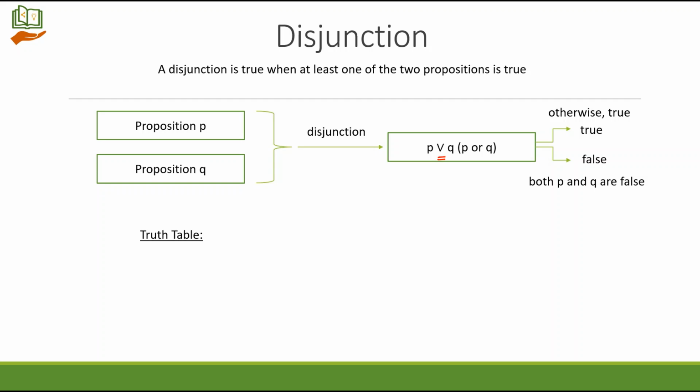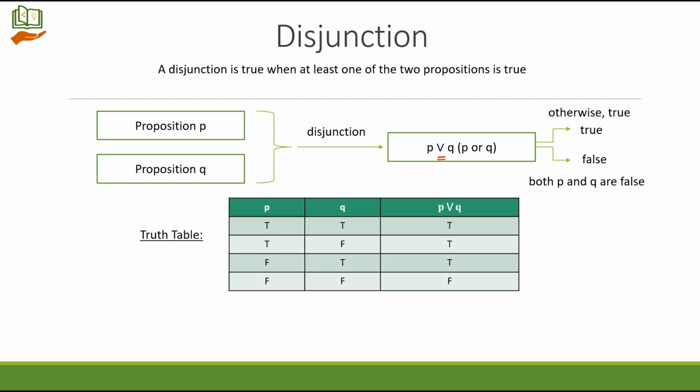Now let's go for the truth table. So we have true in both the places. So we have true here. We have true in P alone. So again it is true. We have true in Q alone. Still it is true. But here we find false in both the places. So we are ending up with false.